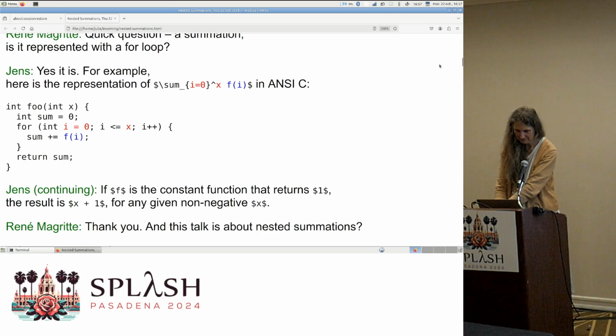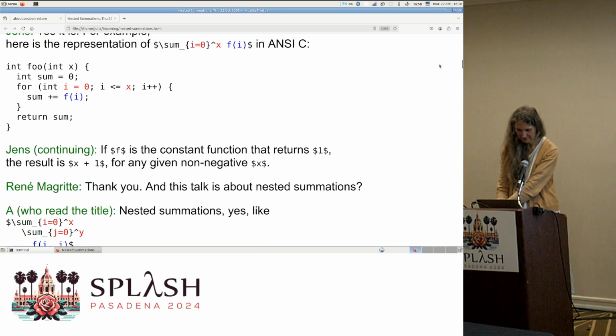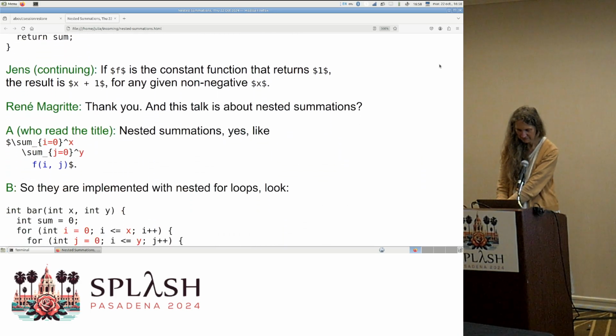Quick question, a summation, is it represented with a for loop? Yes, it is. For example, here is the representation of the sum in C. It goes as return type integer, foo, argument type integer x. Int sum equals 0, for loop with i equals 0, i less than x, i plus plus, and then sum plus equals f of i, and we return sum. If f is the constant function that returns 1, the result is x plus 1 for any given non-negative x. Thank you. And this talk is about nested summations?